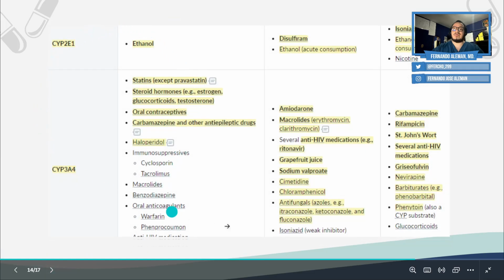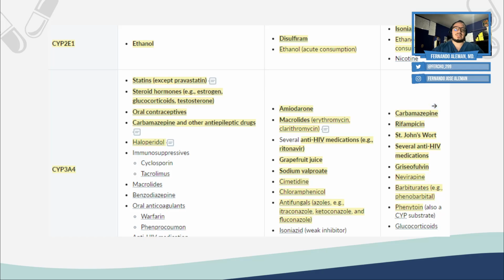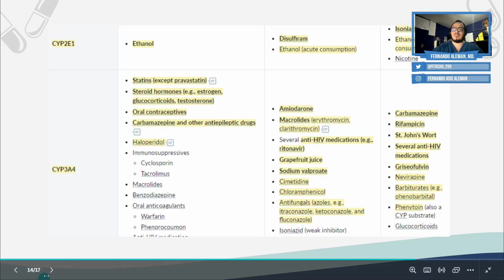In here we have the other part of the table. It's so big that I couldn't fit it in one slide. But usually when we see this table, we as students, I understand, get scared when we see all the information, because it is a lot of information to memorize. But don't worry.